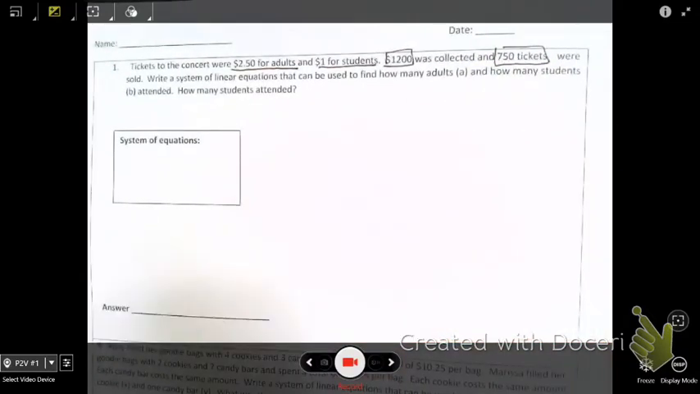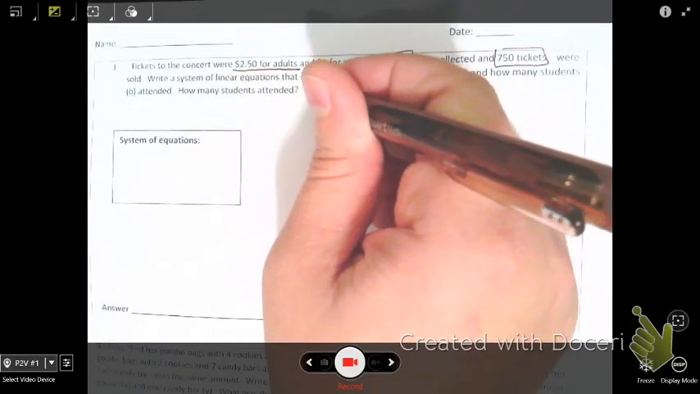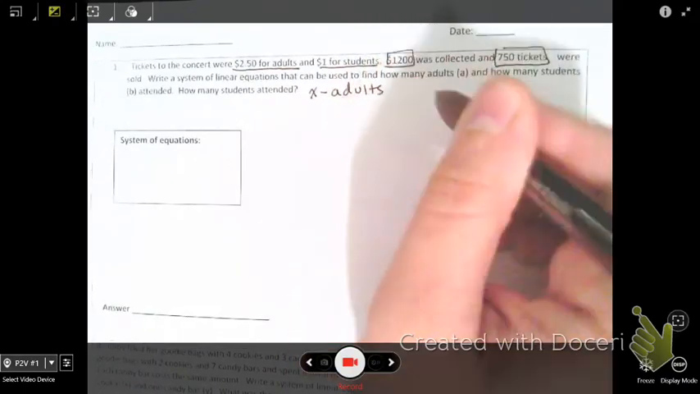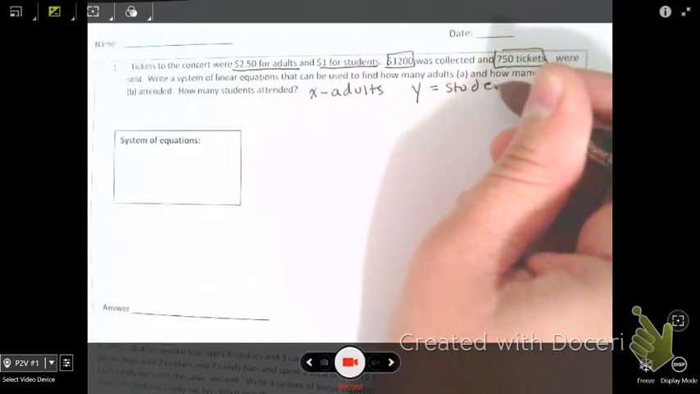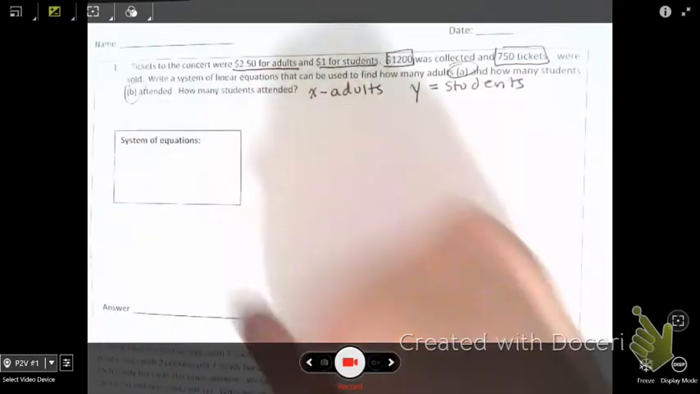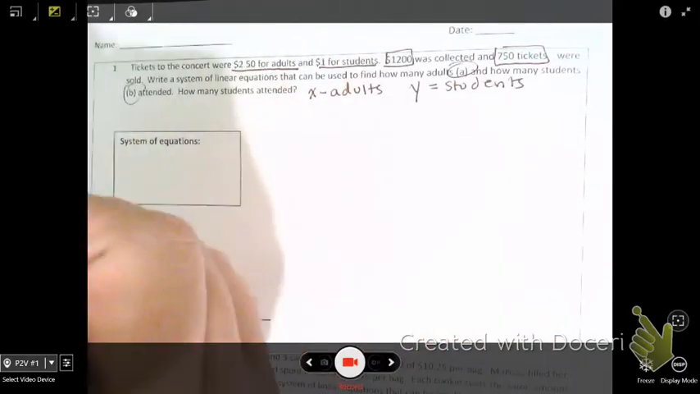So we have an idea what the first equation is going to be. I'm going to go ahead and define my variables. X is going to be adults. Y is going to be my students. And if you used A and B, you can also do that. Those were also assigned there. And now I'm going to set up my first equation.